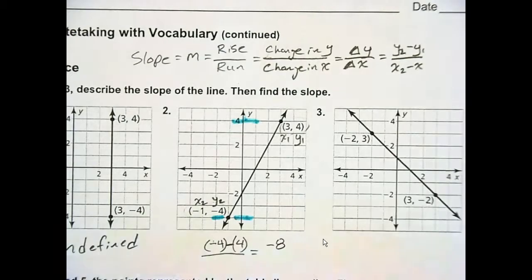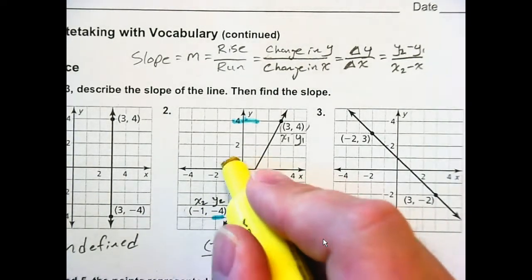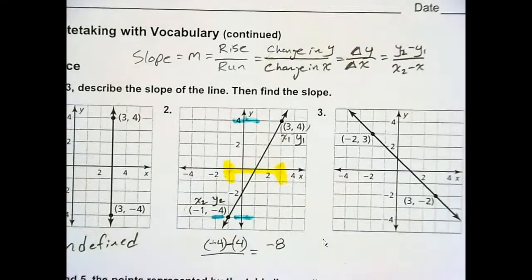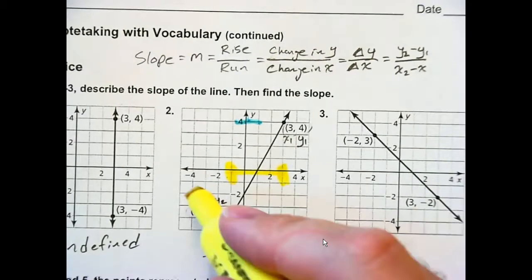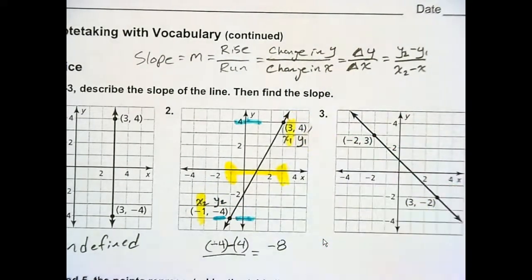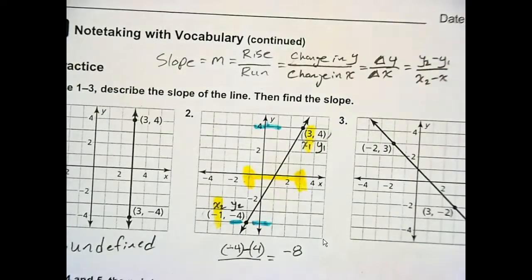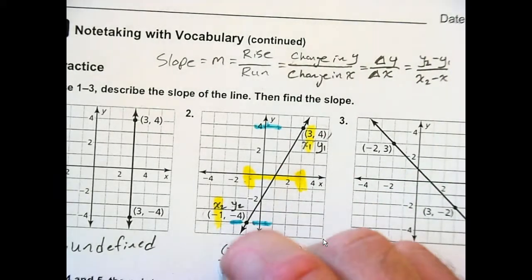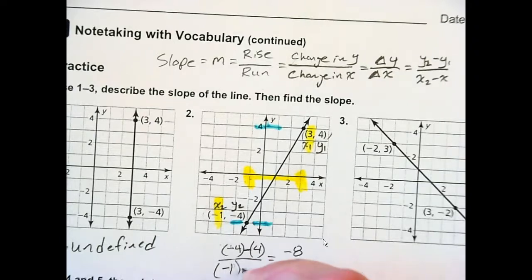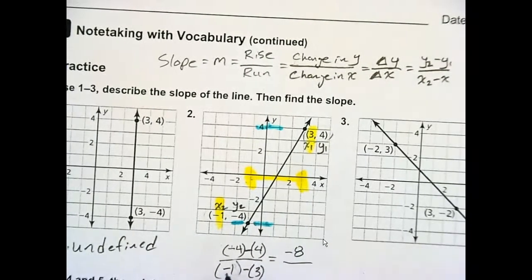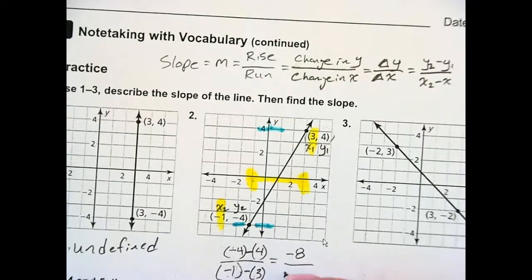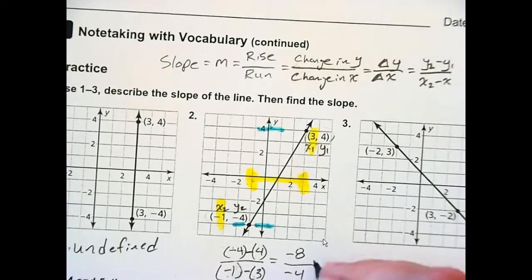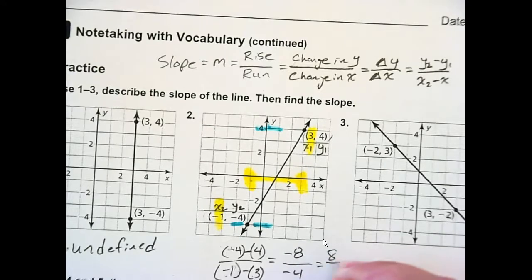Let's look at this one. I am going from here on X to here on X. So I'm traveling from negative 1 all the way to 3. How far is that? 4. Everyone agrees it's 4. Going from negative 1 to 3, what's that give me? Negative 4. So I'm using this formula right here, and I'm getting negatives. Well, what's a negative divided by a negative? Positive. So the negatives cancel. So it's just like having 8 over 4.